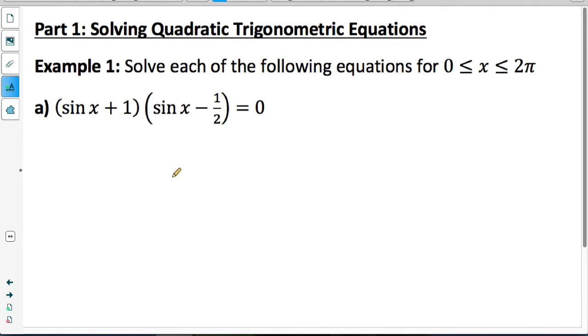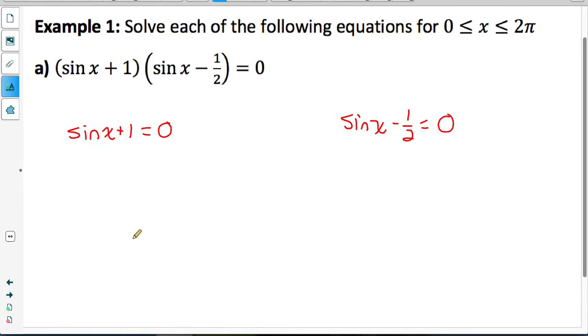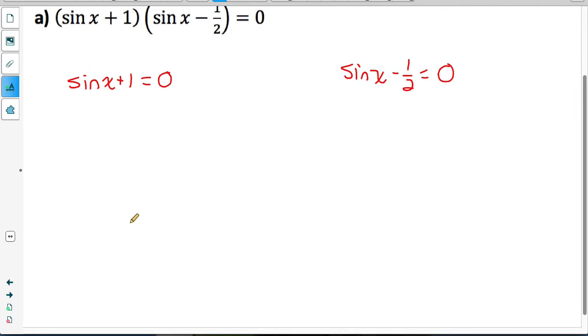So we can use our zero product rule that tells us the product of two things is 0 if either of those factors is equal to 0. So set each of those factors to 0 and we'll solve. So set sine of x plus 1 equal to 0 and set sine of x minus a half equal to 0. Now we just have to solve each of these linear trig equations that we've created, and we can use what we learned earlier in this unit to do that.